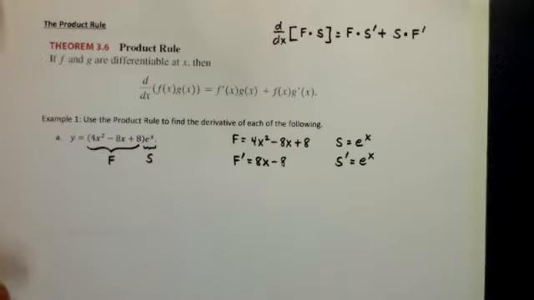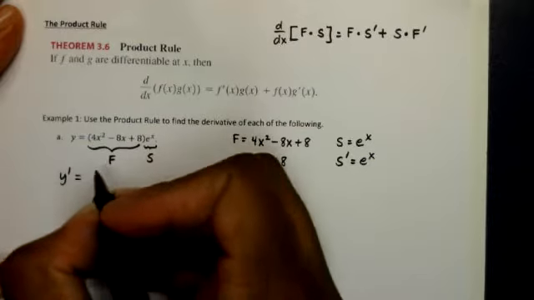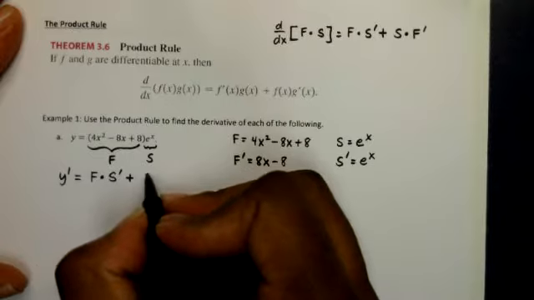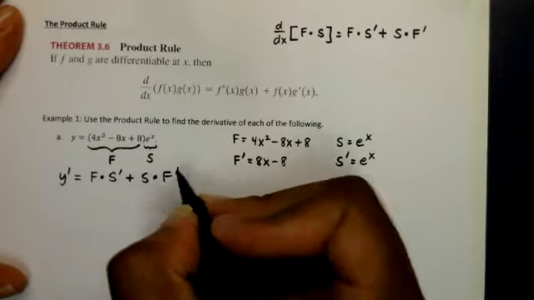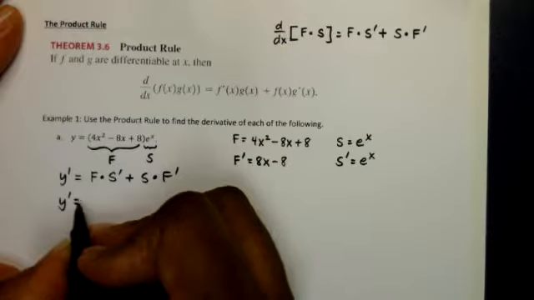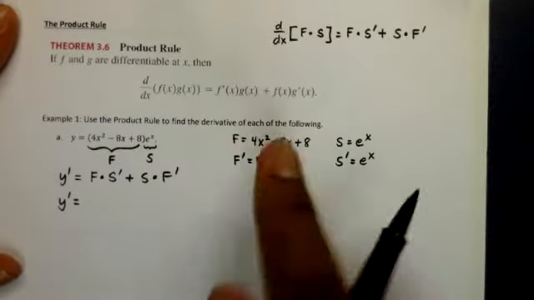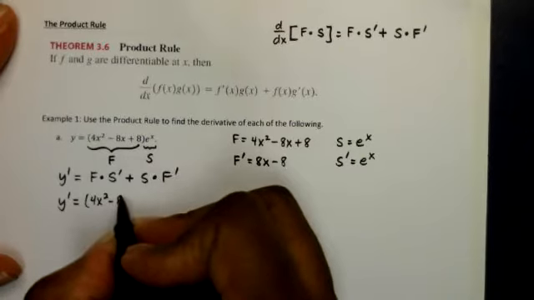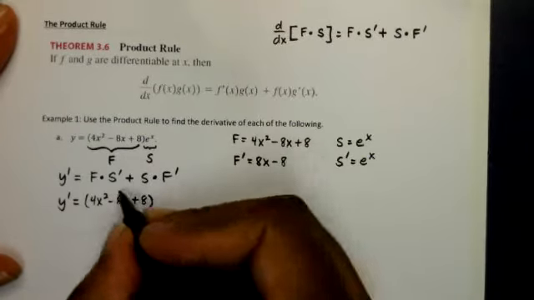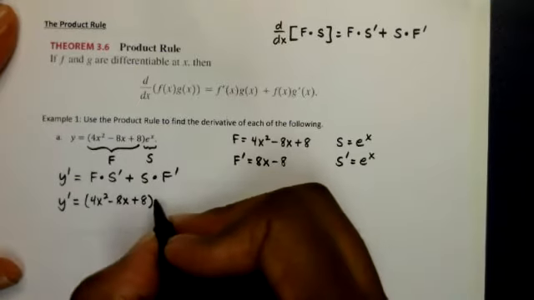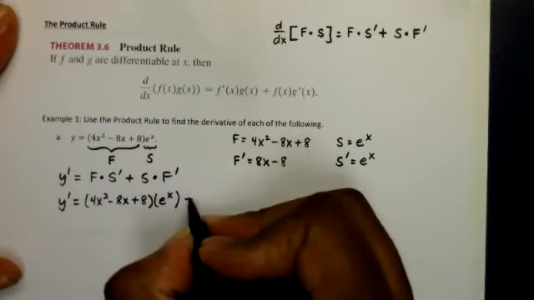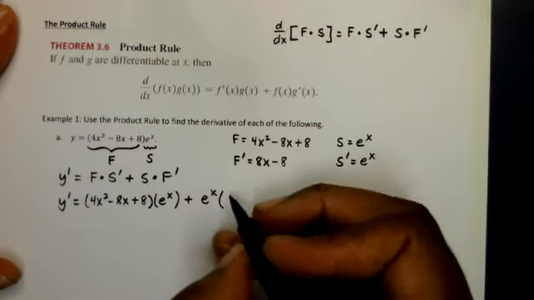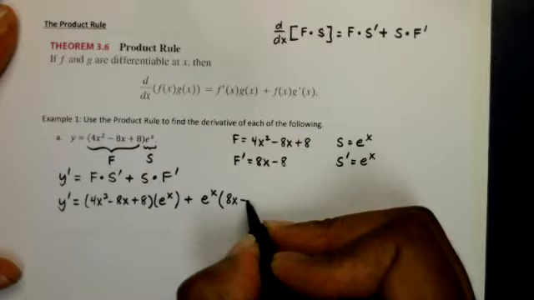Now, to find y prime, that would be this: the first times the derivative of the second plus the second times the derivative of the first. Now, the first was the 4x squared minus 8x plus 8, times the derivative of the second, which was e to the x, plus the second, which is e to the x, times the derivative of the first. That's the 8x minus 8.